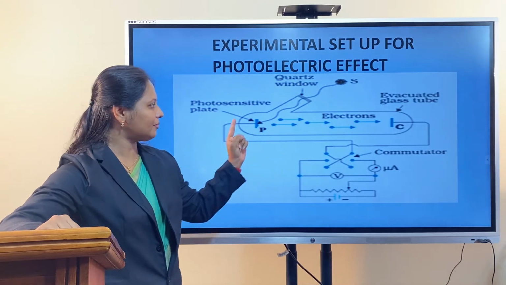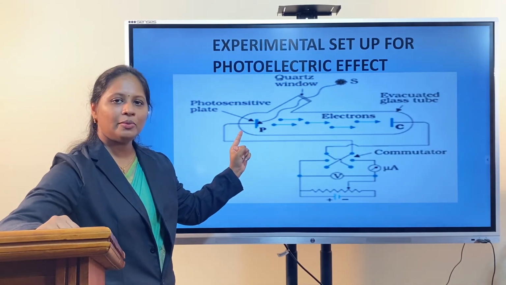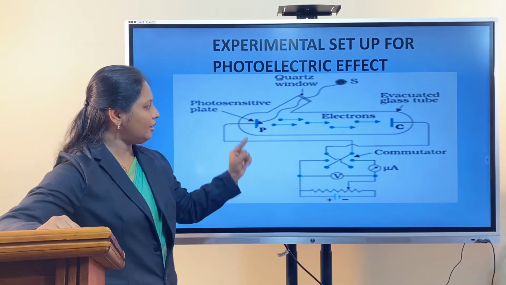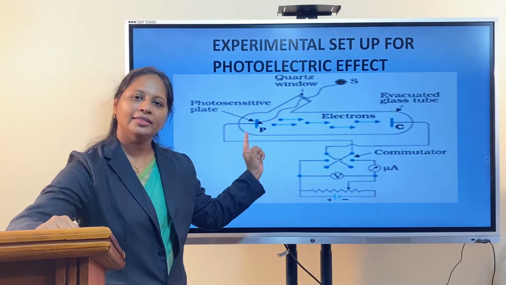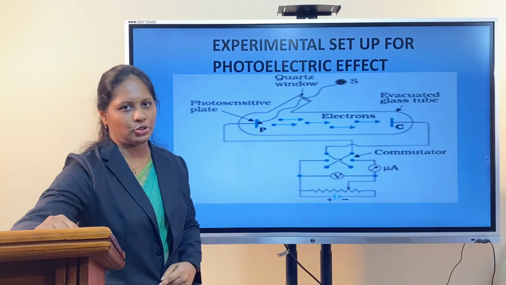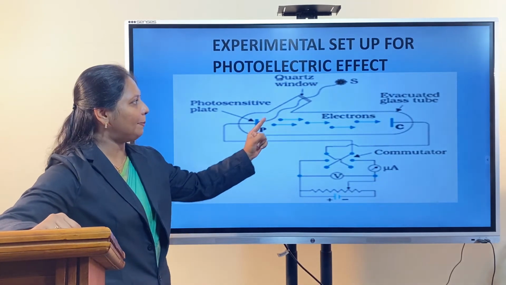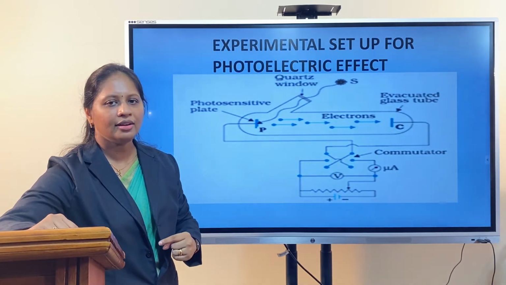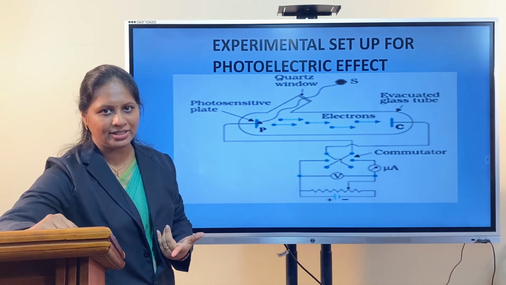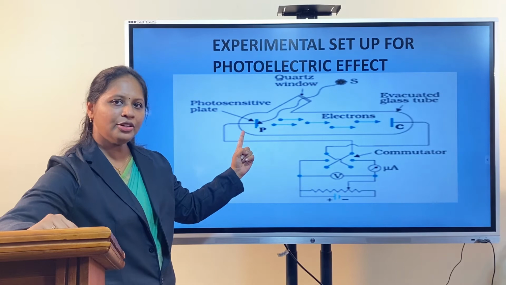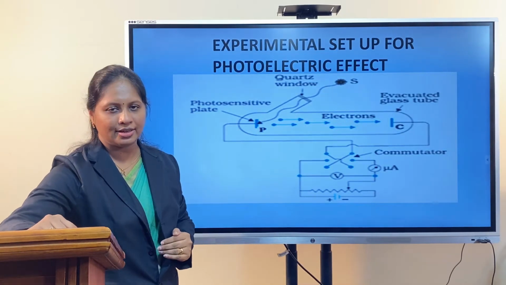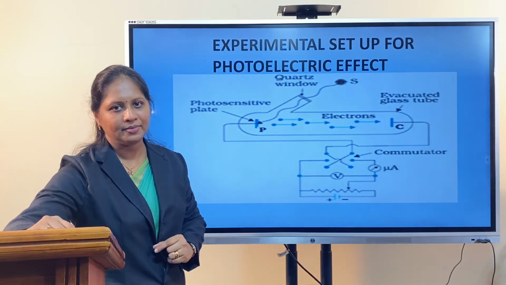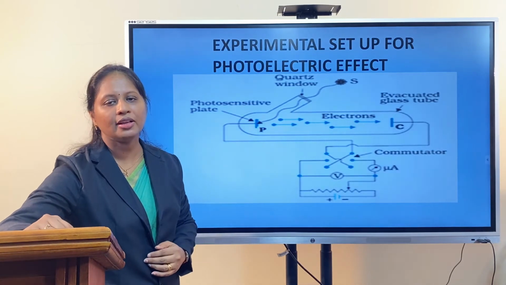The electrodes are: one is emitter plate, which is made of photosensitive material, and the other is collector plate. So the potential is maintained between the electrodes using this potential divider arrangement. Now what will happen when light is incident on the emitter plate? We know that electrons will start coming out. Electrons are emitted from the emitter plate. And due to the electric field between emitter and collector, what will happen? These electrons will move towards the collector plate. So this constitutes a current flow in the circuit.